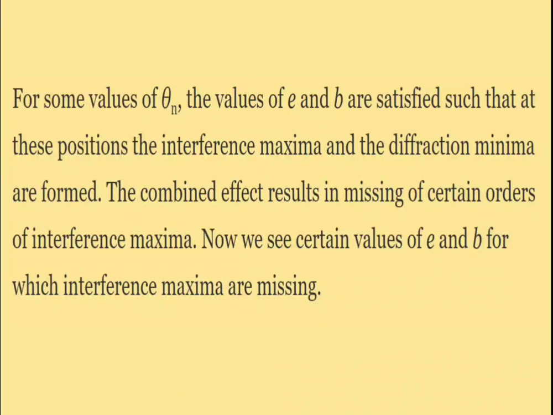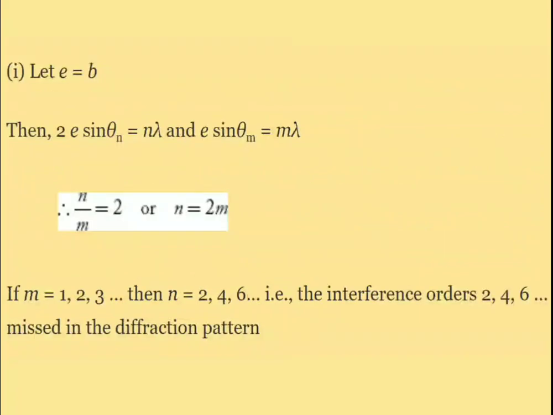For some values of theta, when the values of e and b are such that the interference maxima and the diffraction minima are formed at the same point, then due to this combined effect, some orders are missing in the interference maxima. Now we see the certain values where the interference maxima are missing.